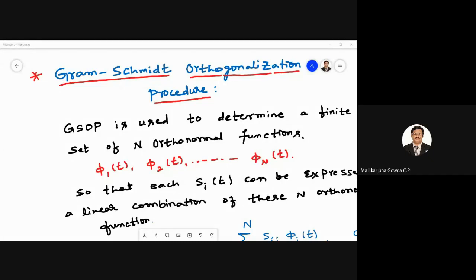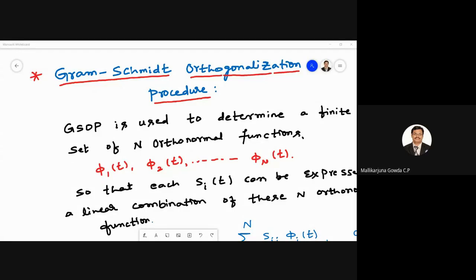I don't know how you have studied. Maybe you might have studied only the mathematical point of view, but now you are going to apply those concepts with respect to your signals. All these you can think of as a pulse, whatever given S1 of t, S2 of t, S3 of t, and all is a digital signal.